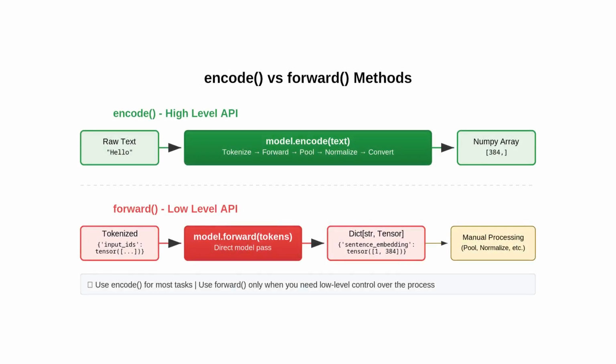The encode method is the primary interface for converting text to embeddings. It's the high-level API that handles all preprocessing, model inference, and post-processing automatically. This image illustrates the key difference between encode and forward methods. Encode accepts raw text and returns NumPy arrays or tensors, while forward requires tokenized input and returns a dictionary. Let's explore encode in detail.